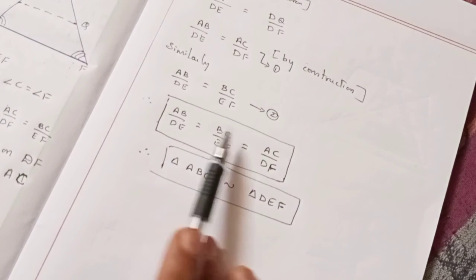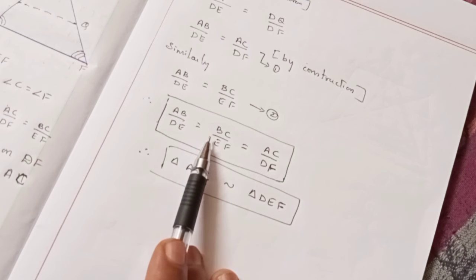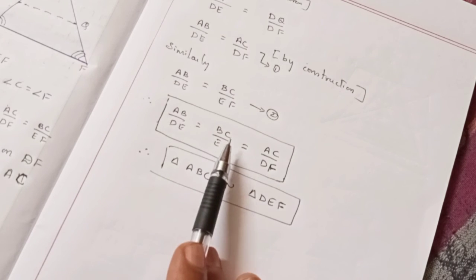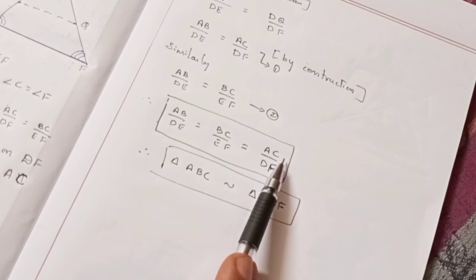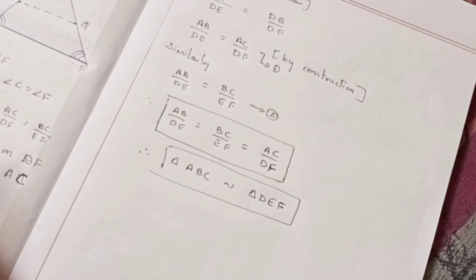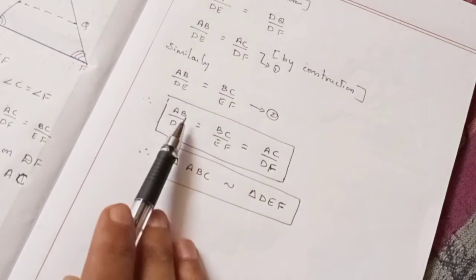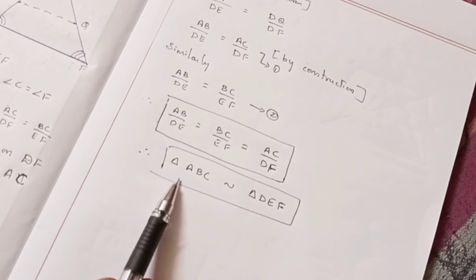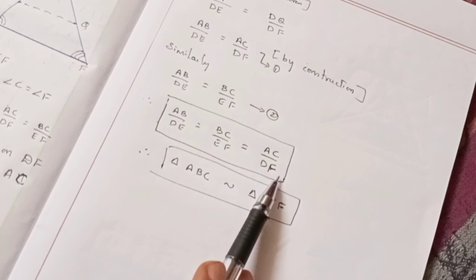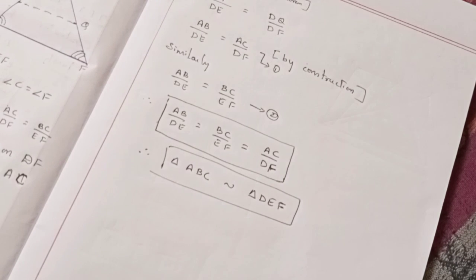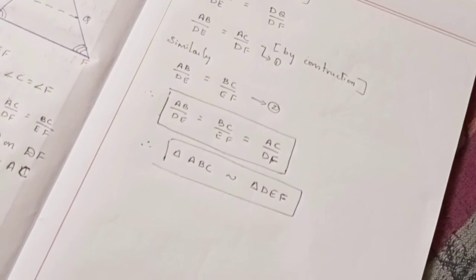So if the sides' ratios are equal to one another, what is the condition to call two triangles similar? One is the corresponding angles should be equal. The corresponding sides' ratios should be equal. So the first one, corresponding angles, was given already, they are equal. Second one, we have proved that the corresponding sides' ratios are equal. Therefore, those sides AB, BC, AC come in triangle ABC, and DE, EF, DF come in triangle DEF. These two triangles are similar to one another.